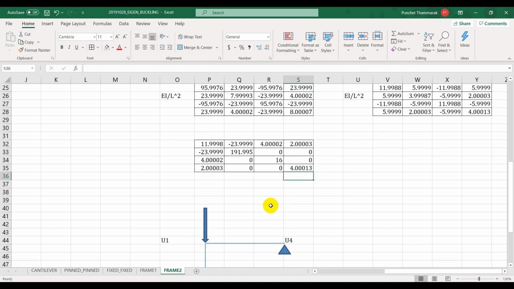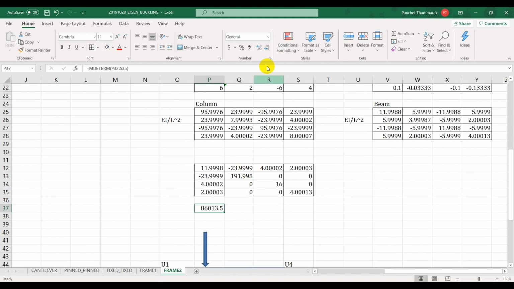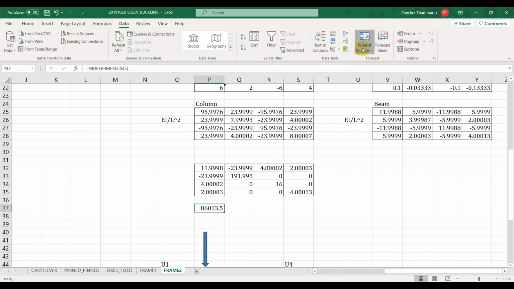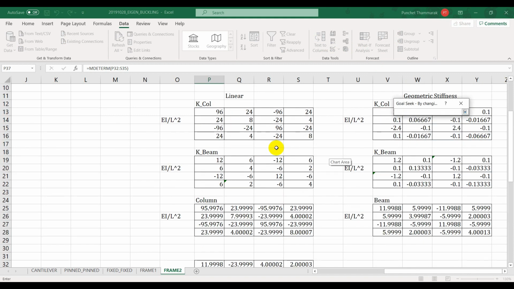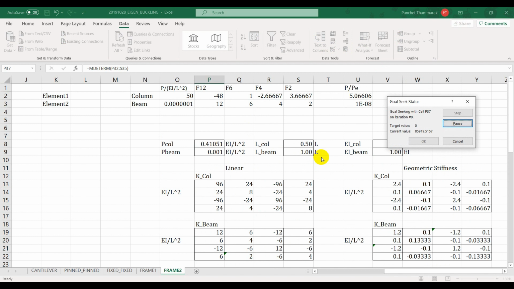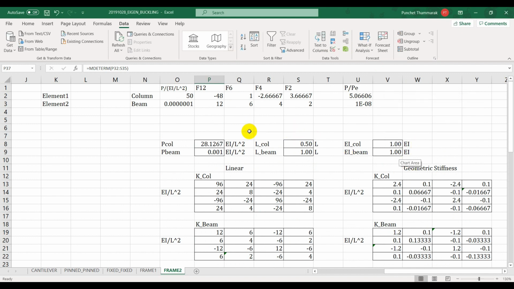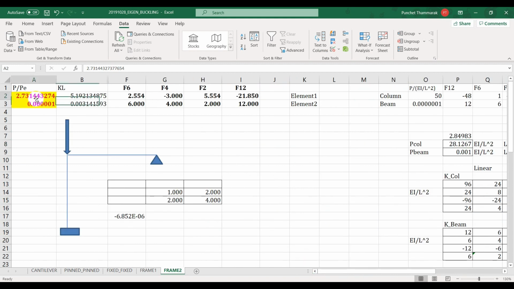And then the last one. So we need to change the cell for the column. 28, if you divide by pi, 3 pi, 2.84, 2.73. Now much better, now it makes sense.